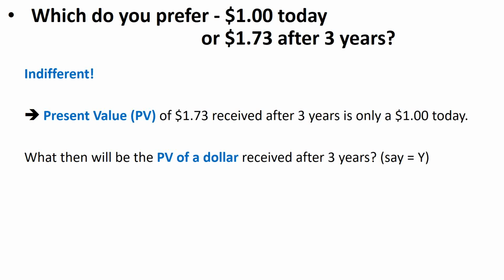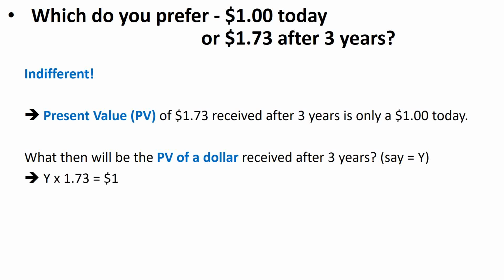Let's just flip this and say you get only $1 after 3 years. What then will be the present value of $1 received after 3 years? If you're going to get only $1 after 3 years, how much will a bank that wants to earn 20% be willing to give you? Let's say that is Y.